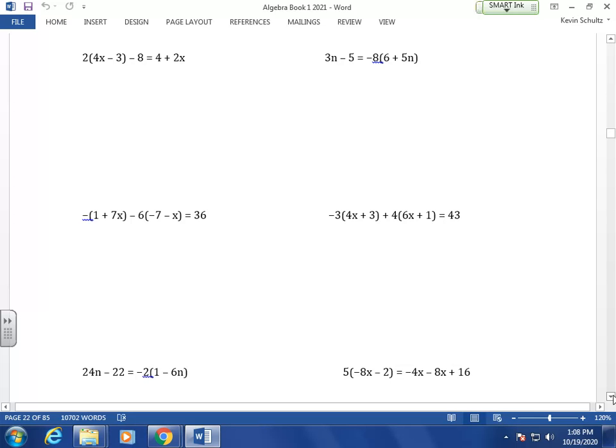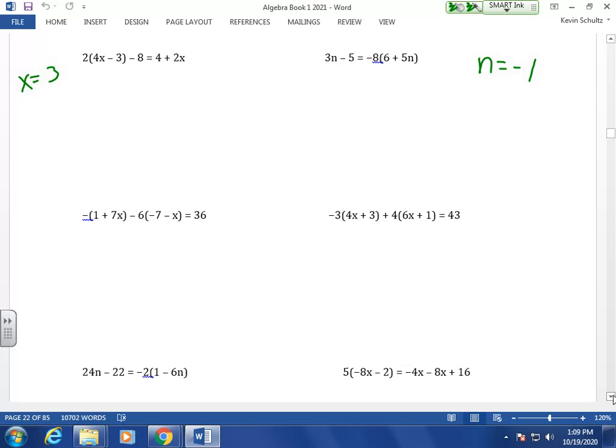The next row. Here we've got combining like terms with distribution and some variables on both sides. It's kind of all three things going on here. The first one, x equals 3. And the second one, n equals negative 1.